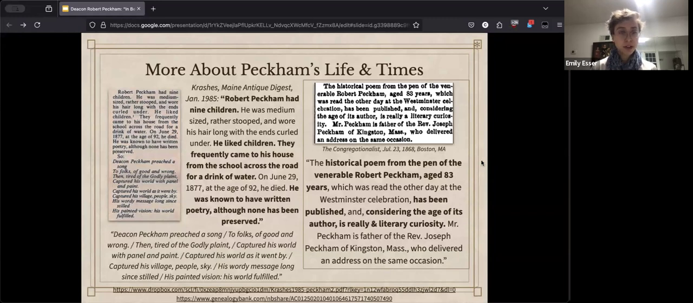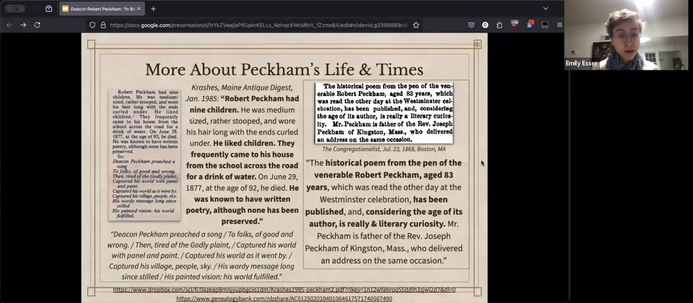Robert Peckham had nine children. I will interject, only some of them lived to adulthood, as was tragically common in that era. But he cared very deeply for his children. We'll be discussing that as well. He was medium-sized, rather stooped, and wore his hair long. He liked children. They frequently came to his house from the school across the road for a drink of water. Unlike most Peckham details, this one is largely anecdotal, but it certainly seems in character for him.